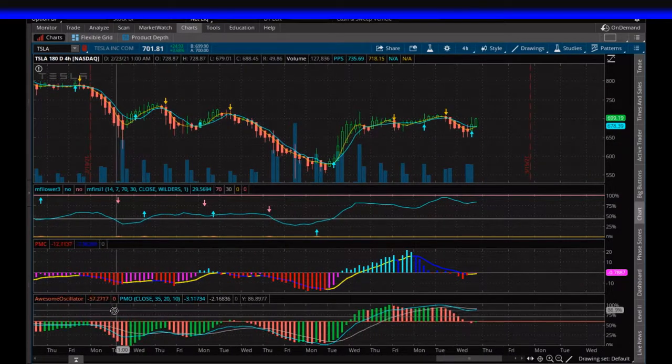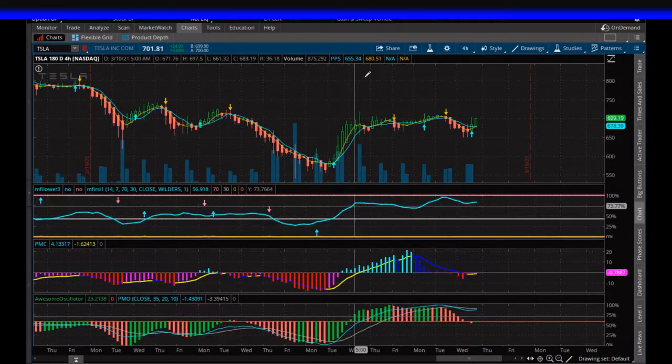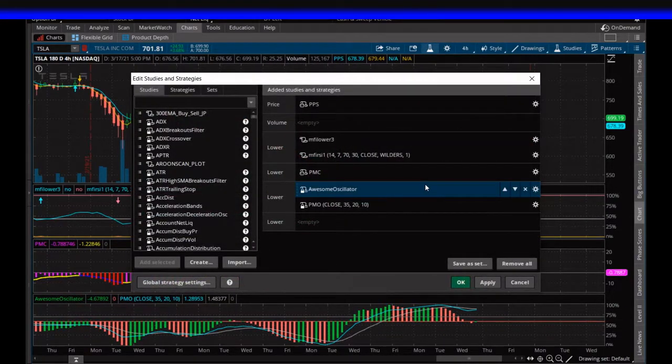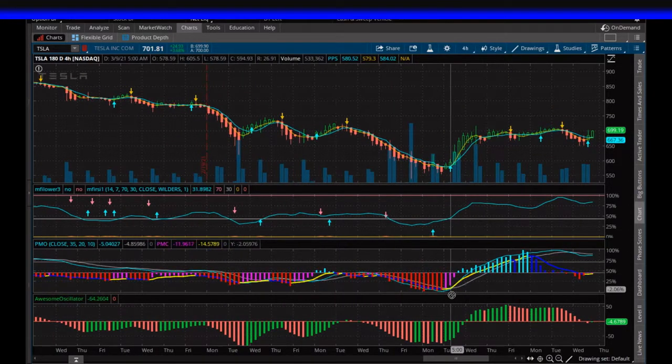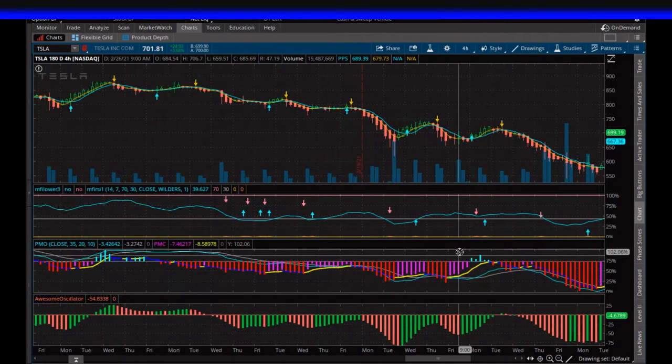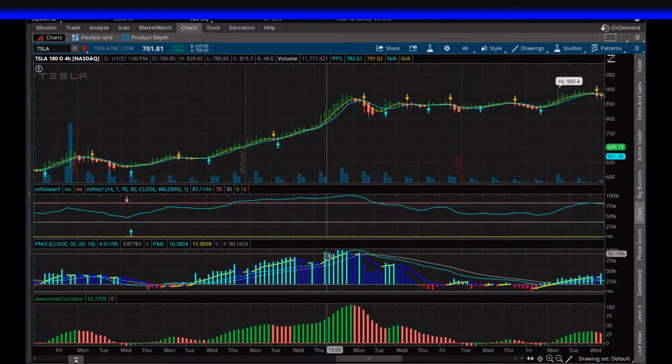But here, with the PMO plotted right on top of it, or even if we put the PMO on top of the PMC. So let's take the PMO, drag and put it on top of the PMC here. And now, if we were to follow that as a trading indicator, we would get some very, very reliable signals.